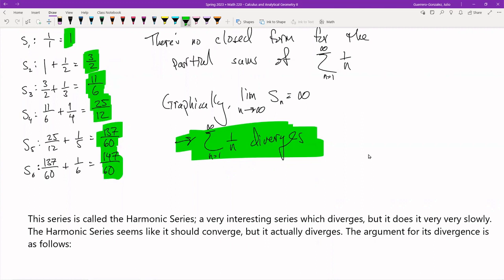The idea behind this is that now you have a sequence of values where each term in the sequence goes to zero, but the sum does not go to anything. It blows up. It's equal to infinity. It is a series that diverges, but it does so very, very slowly.